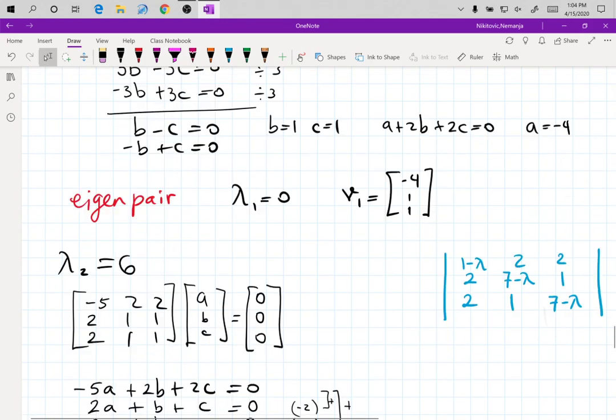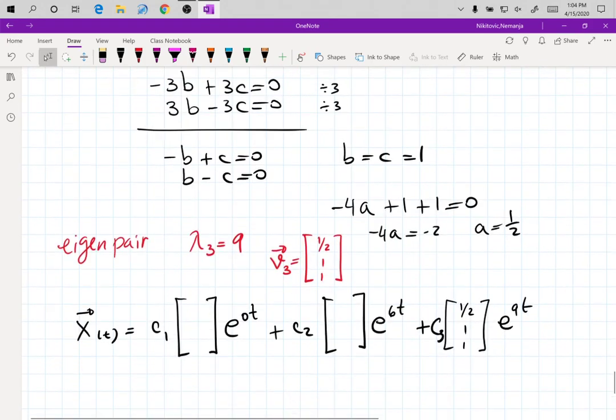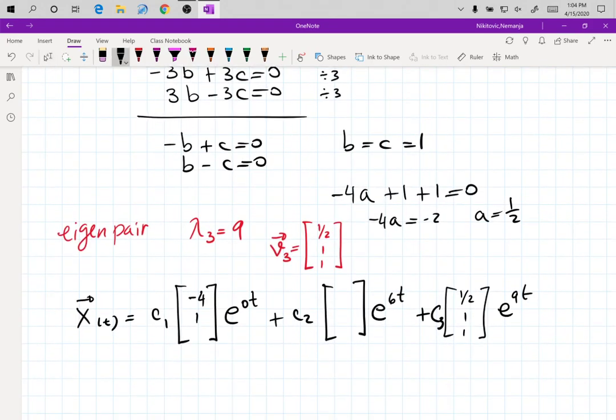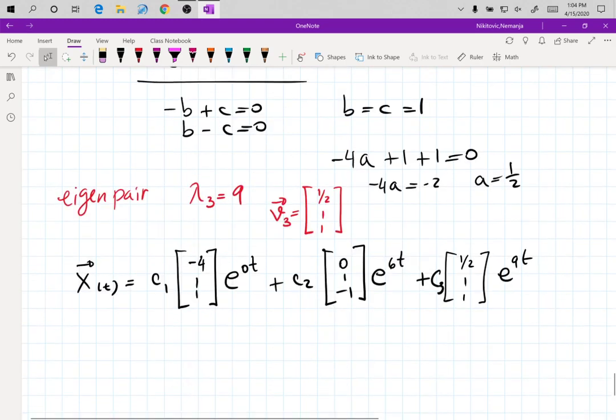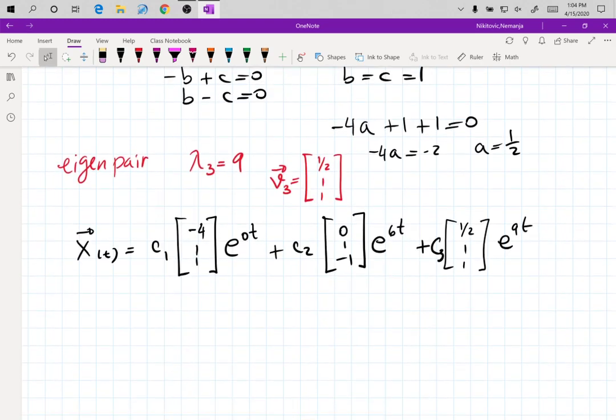What was my first eigenvector? It was -4, 1, 1, and this one was 0, 1, -1. Was it? Yep, 0, 1, -1. Cool. Now e to the 0t, that's just 1. So what is my x of t?